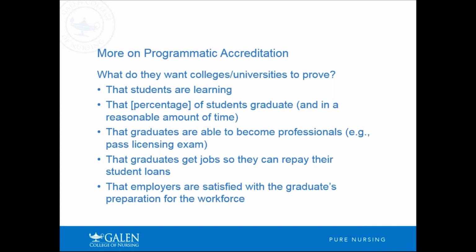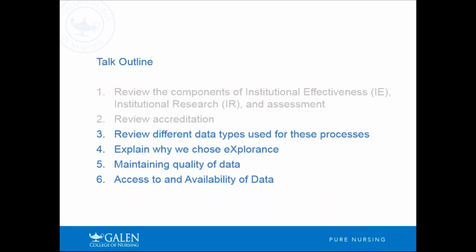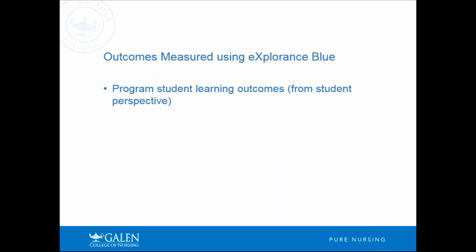They want to know that your graduates get a job so that they can repay their student loans. That is a sort of federal pressure as well when it comes to the Department of Education. They want to make sure you don't have a bunch of graduates defaulting on their loans. And they want to know that your employers are satisfied with the graduates' preparation. For ACEN, which is one of our nursing accreditors, they want to know that employers feel like our graduates were hired and ready to practice as entry-level nurses when they arrived in the workforce.